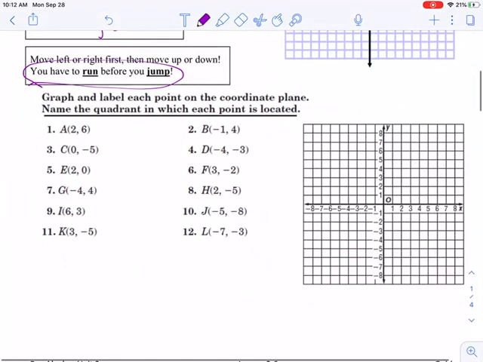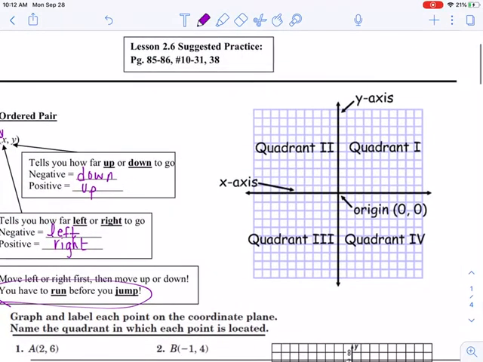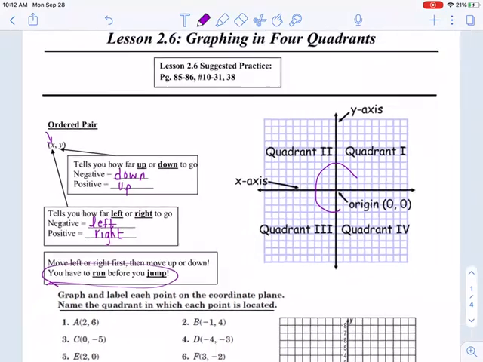All right, so I want you to take a minute, pause the video, and go ahead and graph and label each point on the coordinate plane. Now it's going to also ask you to name the quadrant, and if you look up here, you'll notice your 4 quadrants. I always think of it as a big C from where the 1, the 2, the 3, and the 4 go.